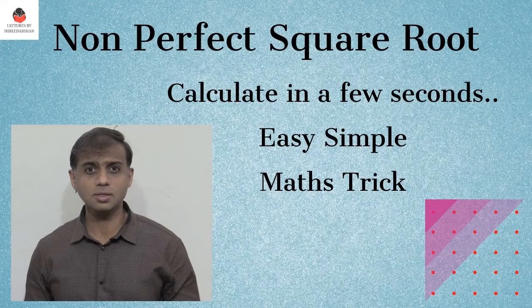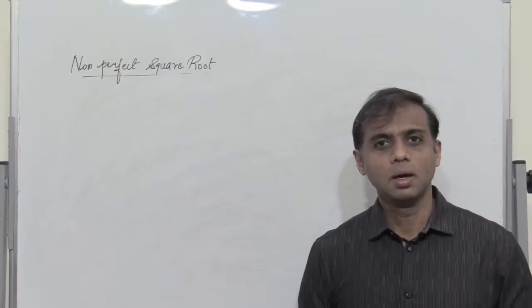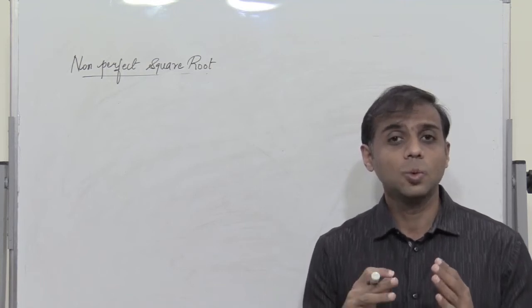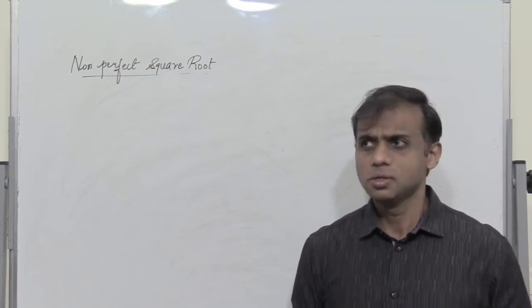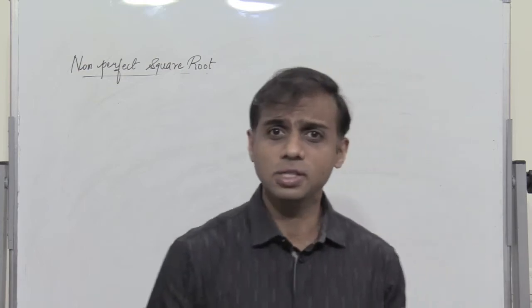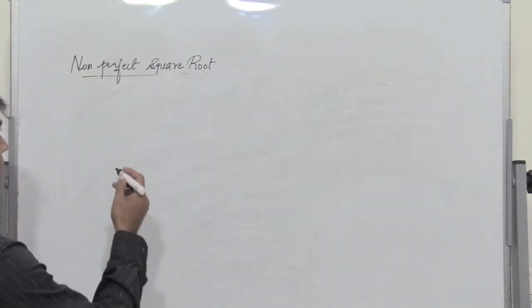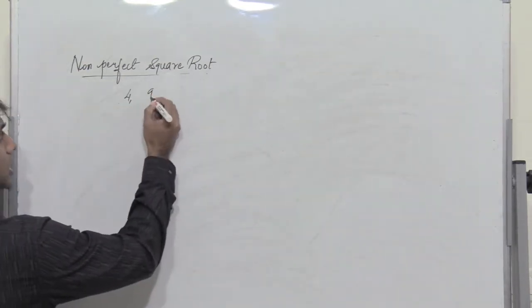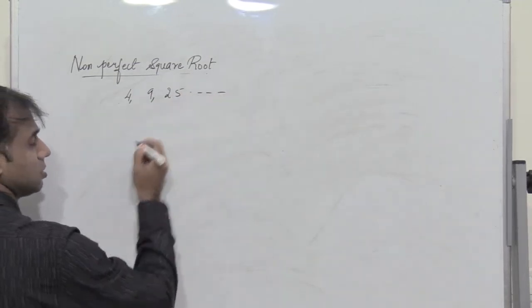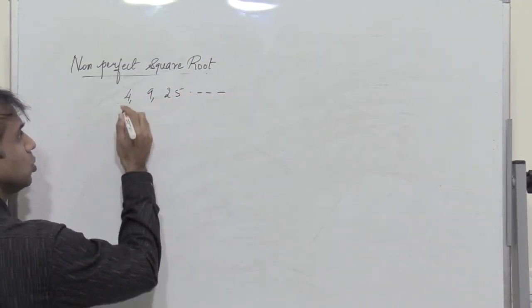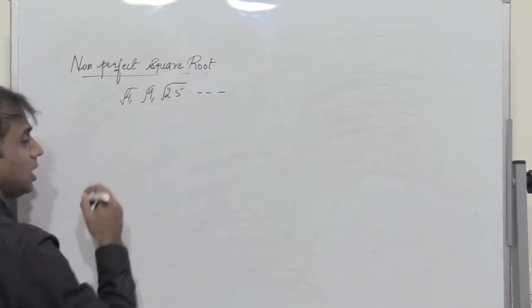In this video we shall learn something which is very important: how to find the square root of a number. We can find the square root of a number if it is a perfect square. For example, numbers like 4, 9, 25, etc. are all perfect squares, so we can find their square roots very easily.